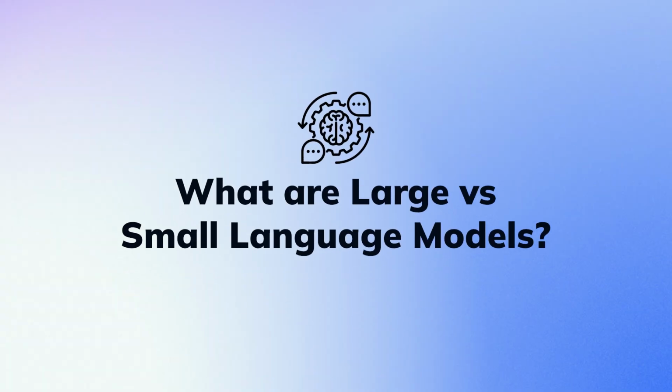What are large versus small language models? Large language models are AI systems with tens or even hundreds of billions of parameters. These parameters define how the model processes and generates language. The most recent examples include GPT-5, which comes in several variants to balance power with efficiency, and Gemini 1.5 Pro from Google, which is designed for complex reasoning and multimodal tasks. These models are extremely capable, but require significant computer resources to train and run.